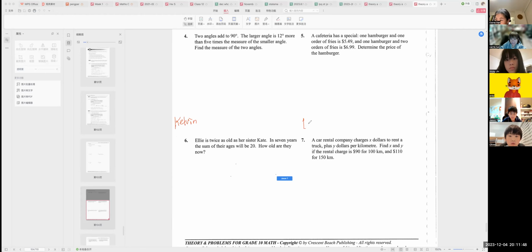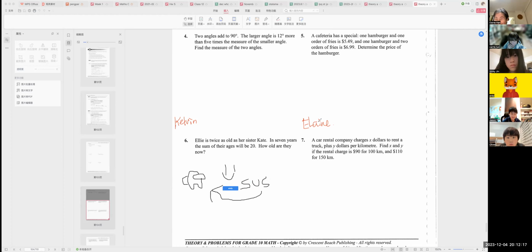So I already got the answer. So basically what you do here is you do 20 and then you minus 7 times 2, which gives you 4. And Ellie is twice as old as her sister, right? So 3x equals 4. So x equals 3 over 4. But what I don't get is why is there a 3 over 4 years old person?